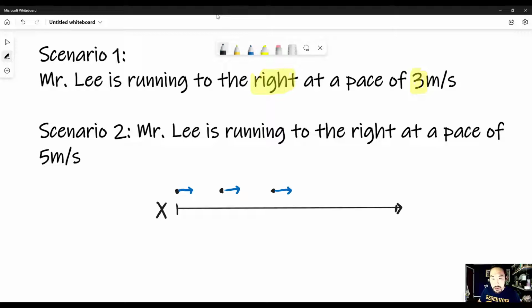Okay, this is me, and I'm running to the right. I'm just gonna draw the rest like this. All right, there we go. Okay, so this is scenario 1. Now, here's a couple important things to know. I drew my position at every 1 second.